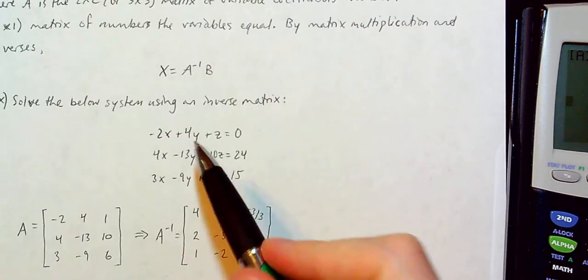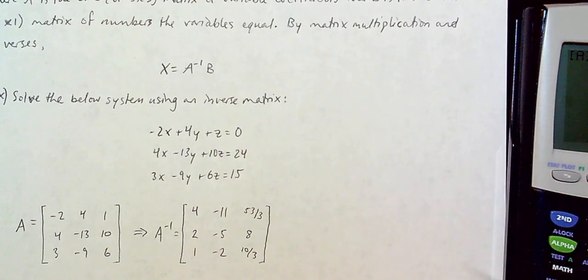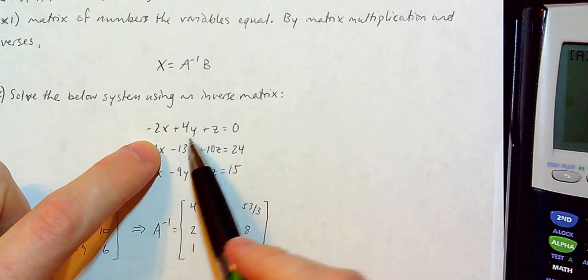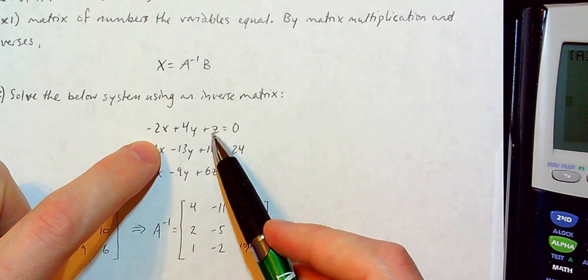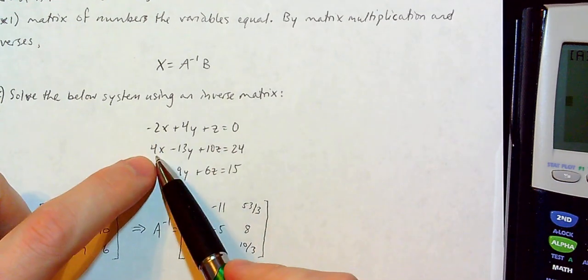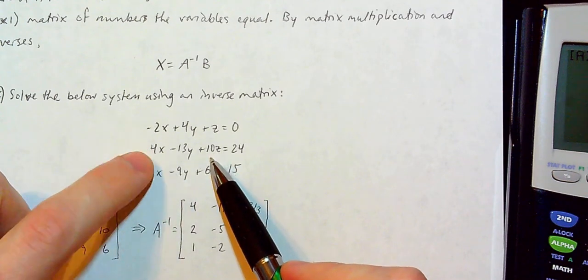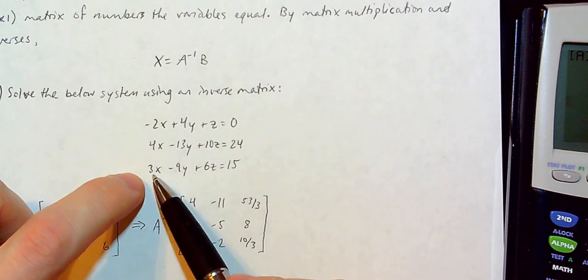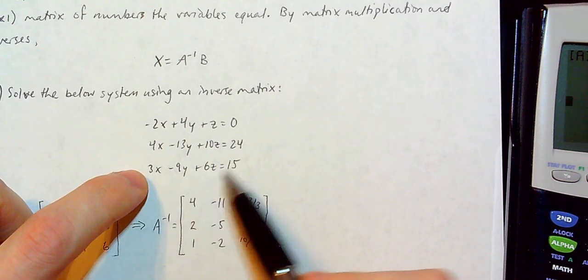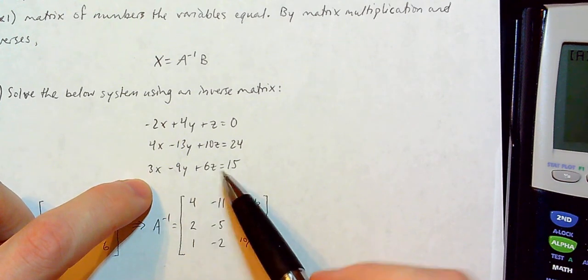We can check it in each of these 3 equations, and we would find that that is a completely valid answer. 2 times negative 1 plus 0 plus 2 is indeed equal to 0. 4 times 1, 13 times 0, 10 times 2. 4 minus 0 plus 20 does equal 24. And 3 times 1, 9 times 0, 6 times 2, 3 minus 0 plus 12 is indeed equal to 15.